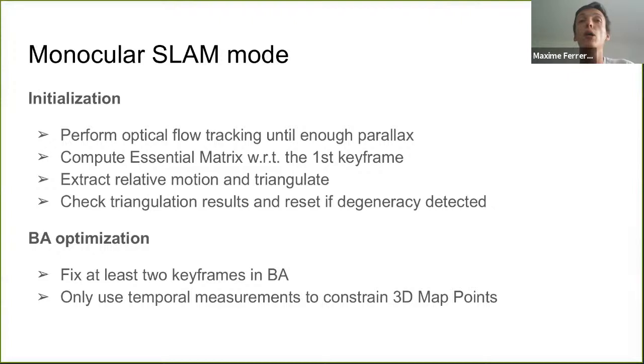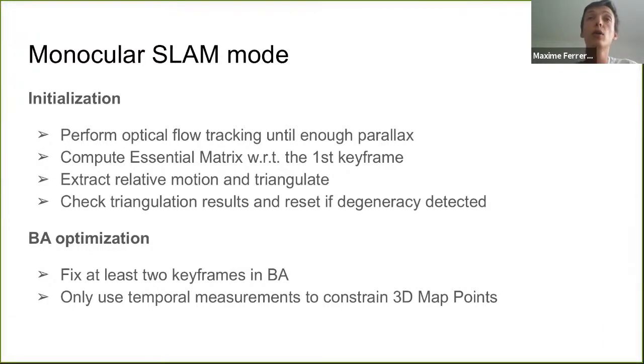For bundle adjustment optimization in the monocular mode, we fix at least 2 keyframes, whereas in stereo mode we were fixing at least only 1 keyframe. That is because scale is unobservable, so this allows us to constrain the scale. Also, we only use temporal measurements to constrain 3D map points in bundle adjustment in the monocular mode.